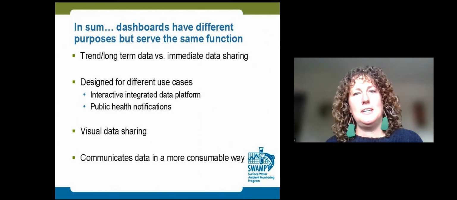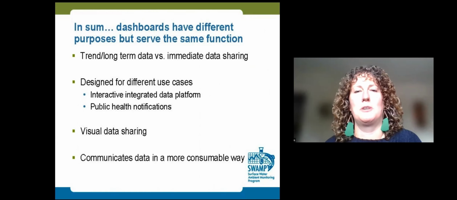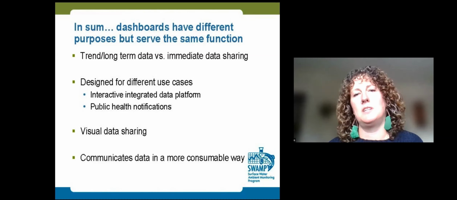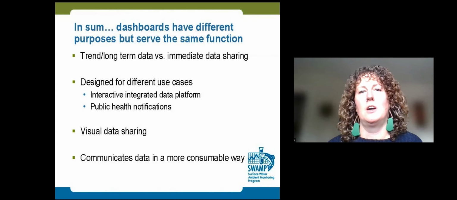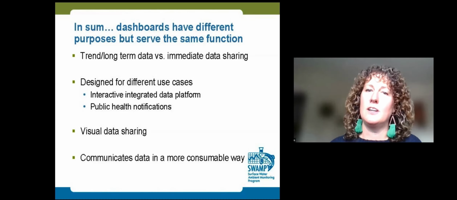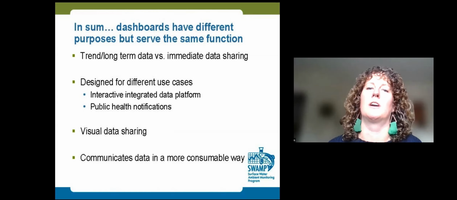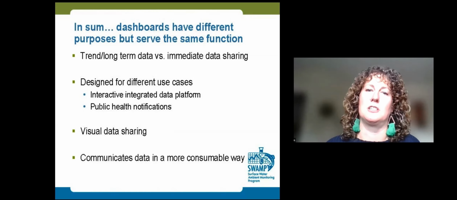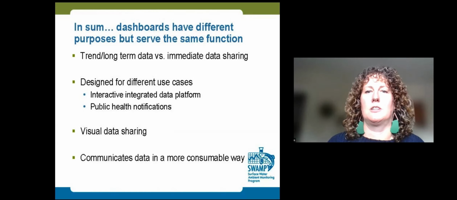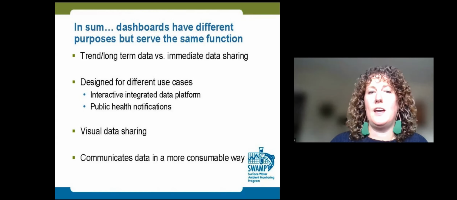So as you can see, with the different presentations with Michelle and me, we've developed different dashboards based on different needs. So the SWAMP data dashboard is designed for those long-term data sets, and the HAB map was really designed for that immediate data sharing. And so rather than sharing the raw data like the SWAMP data dashboard, it communicates recommendations based on that data. But they're both developed to communicate data in a more consumable way.